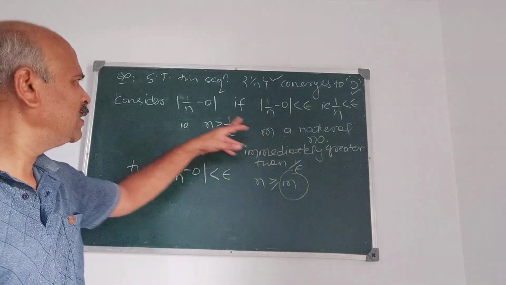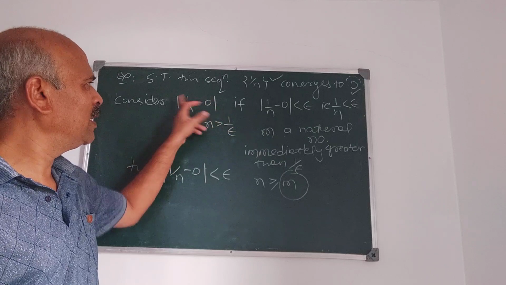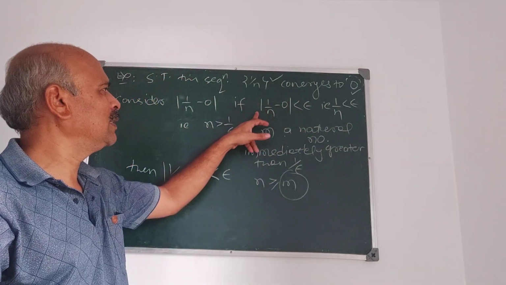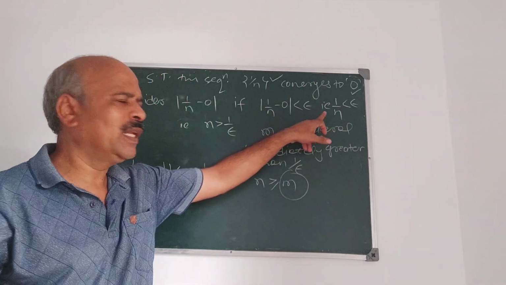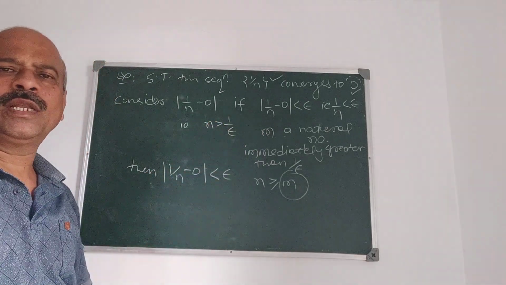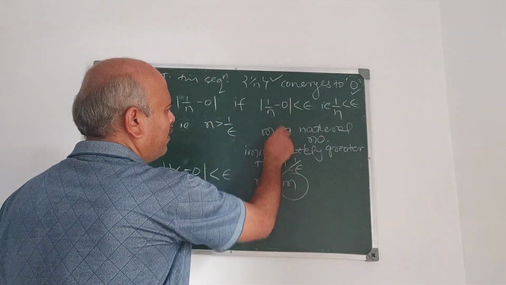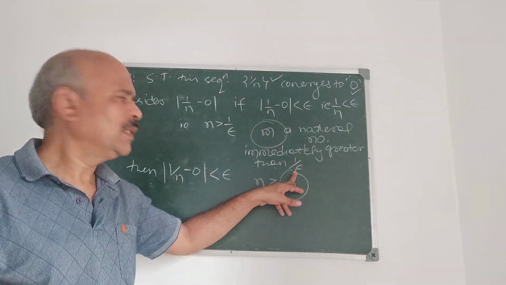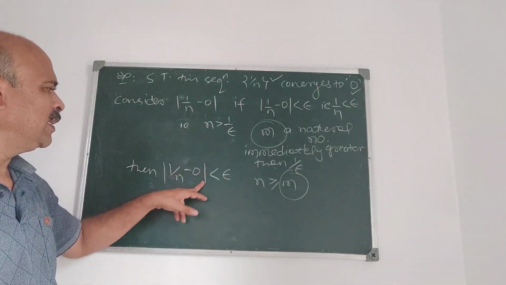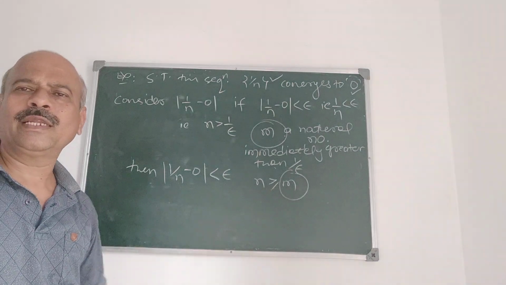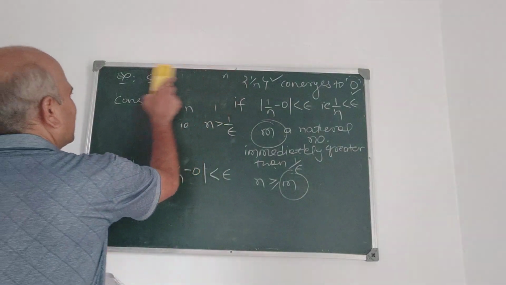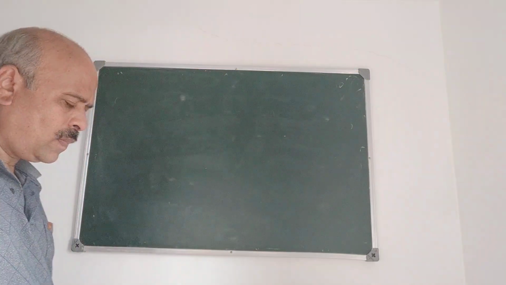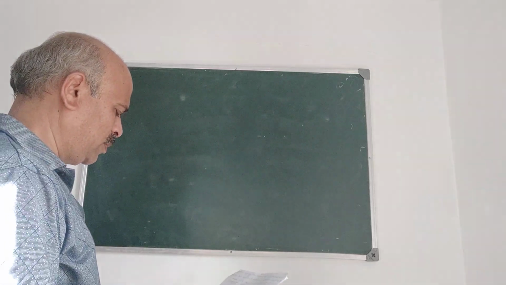For that, what we did is we took 1 upon n minus 0, that is xn minus l, and required it to be less than epsilon, that is 1 upon n is less than epsilon, that is n is greater than 1 upon epsilon. Now we have chosen m as a natural number immediately greater than 1 upon epsilon. Then 1 upon n minus 0 is less than epsilon for all n greater than or equal to m. Hence the sequence xn, 1 upon n, converges to 0. Sometimes 0 is called the limit of the sequence 1 upon n.